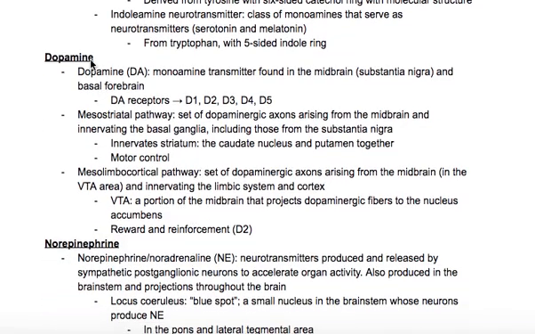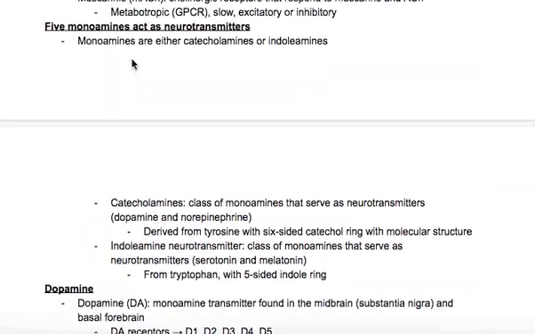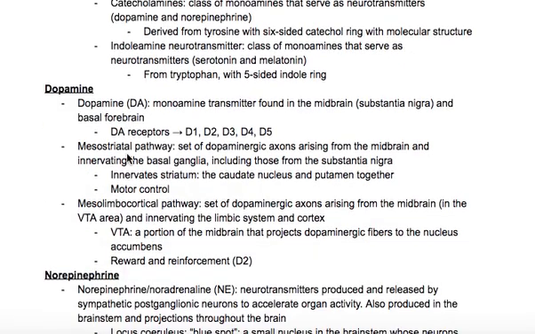The next section is dopamine, which is also one of the monoamine neurotransmitters. It is found in the midbrain, the substantia nigra especially, and the basal forebrain. The different dopamine receptors are D1, D2, D3, D4, or D5.